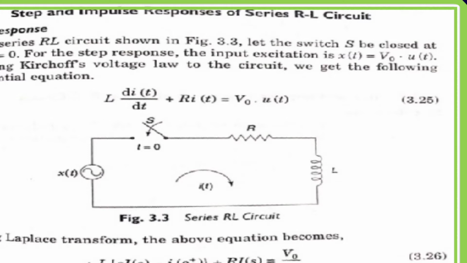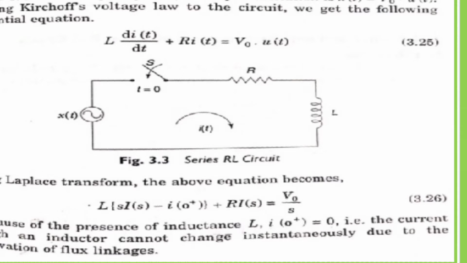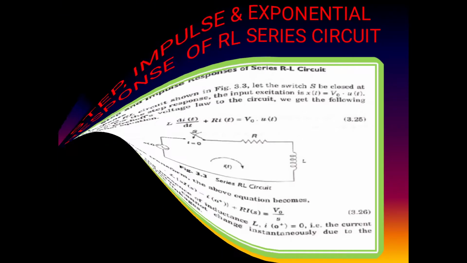Taking the Laplace transform of the above equation, we have L into S into I(S) minus I(0) plus R into I(S). The Laplace transform of di/dt is S into I(S) minus I(0). Here I(0) is 0, so you can omit it, and u(t) equals 1, so we get V naught, which can be written as V naught by S in the Laplace transformation. So for this we get that equation.